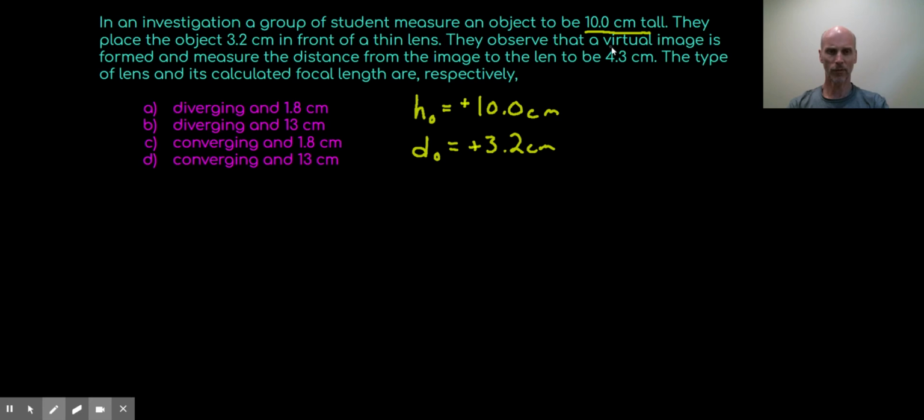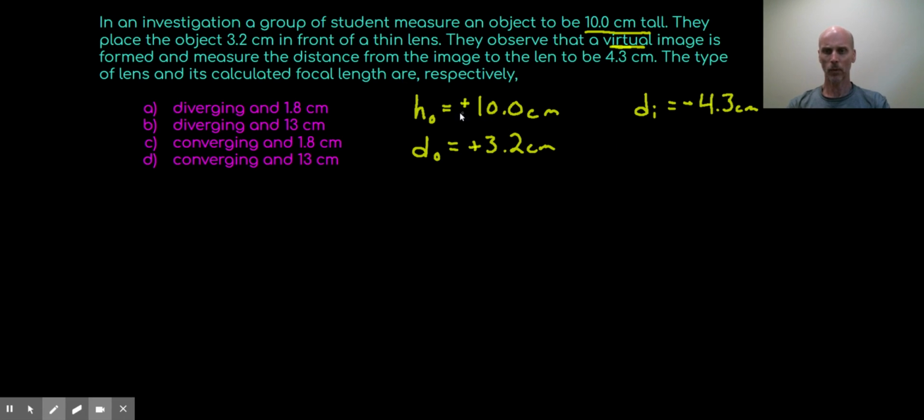Now they observe a virtual image. I'll make a note of that. And the distance from the image to the lens, so that is DI. DI is 4.3 centimeters. And again, I'm going to acknowledge whether it's positive or negative. In this case, they say it's a virtual image, so I know virtual images are negative. So DI is negative.